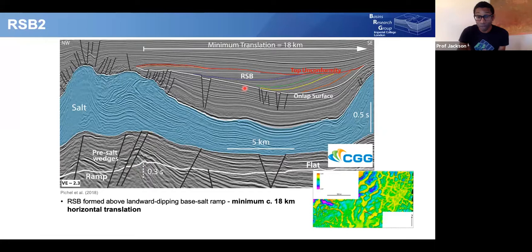And this gives us 18 kilometers or so of horizontal translation. So more than we saw in the example in Ramp-Syncline Basin 1 towards the northeast.